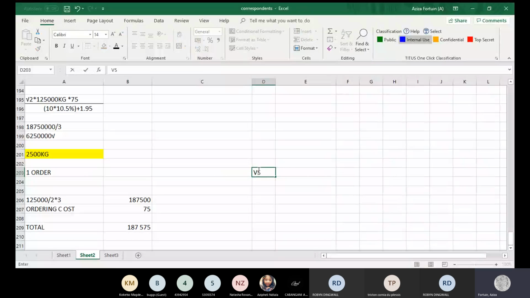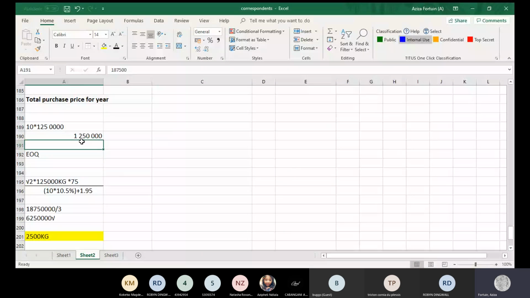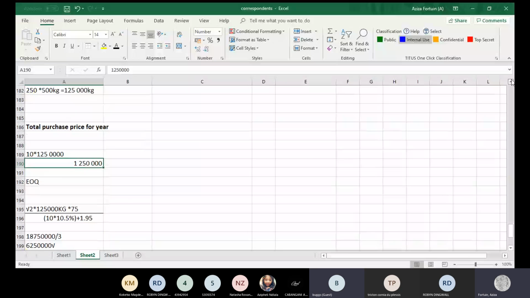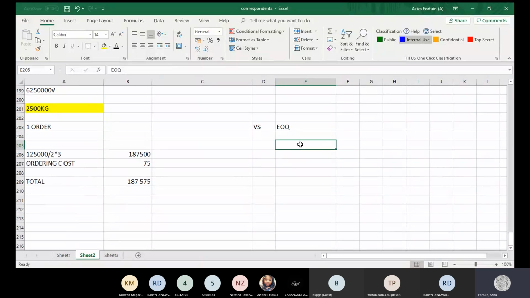Okay, so let's do now versus your EOQ. Everybody still there? Sorry, it's Rushana. I'm just a bit unsure as to where you get the 125,000. That's my annual demand that we calculated here on top, the 125,000 kilos. So you have to compare it now versus your EOQ. I'll give you two to 3 minutes to compare that.